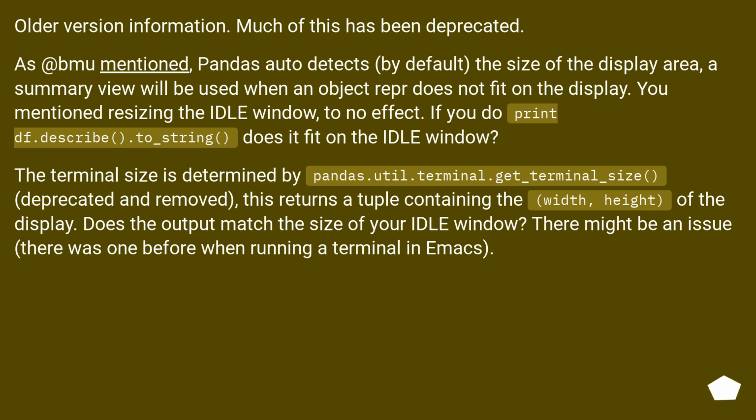The terminal size is determined by pandas.util.terminal.get_terminal_size, deprecated and removed. This returns a tuple containing the width, height of the display. Does the output match the size of your IDLE window? There might be an issue. There was one before when running a terminal in Emacs.